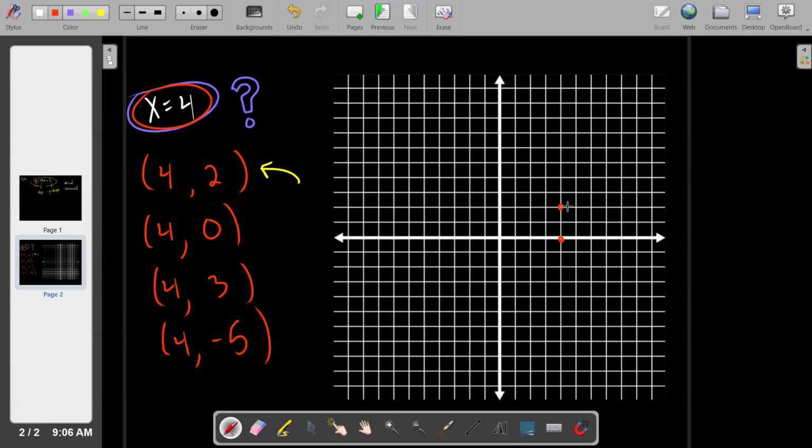And if you keep going right 4 and making points, up 5, down 9, up 1, down 3.5, I don't care. You can't escape the fact that eventually you look at these points and you see it clearly makes a vertical line. So key to add to your notes right now is that any equation that only has x in it is a vertical line.